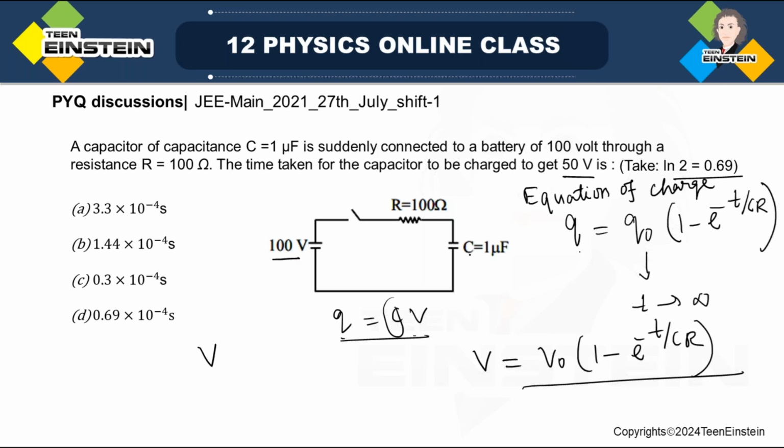Okay, after getting fully charged, the capacitor will have potential difference across its plates V0, that is nothing but 100 volt here. So V0 is 100 volt, and the question says when this instantaneous voltage V at any instant becomes 50 volt, and V0 is 100 volt, then what is that time when V will be 50 volt.